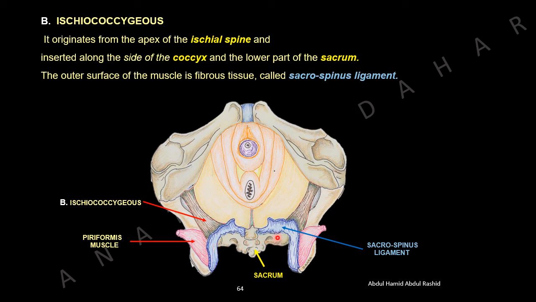The outer part of the ischiococcygeus muscle is fibrous tissue called the sacrospinous ligament. This is the one, the sacrospinous ligament.